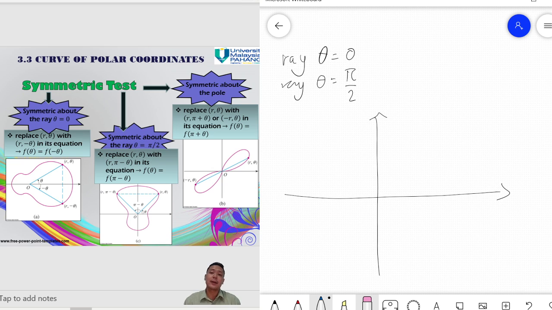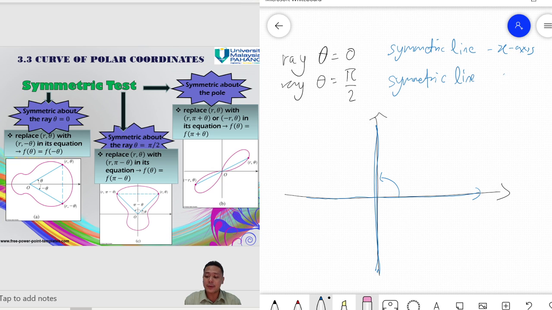If we say theta equals 0, it means that the symmetric line will be the horizontal, at the x-axis. So if ray theta equals 0, the symmetric line is the x-axis. If pi over 2, or 90 degrees, you plot 90 degrees, pi over 2. This also means that the symmetric line is about the y-axis.